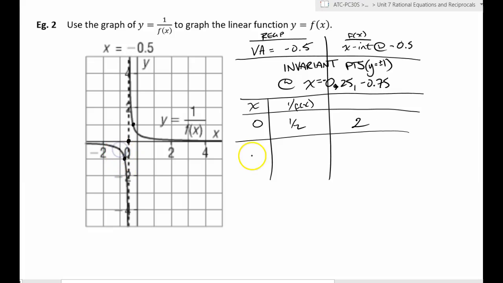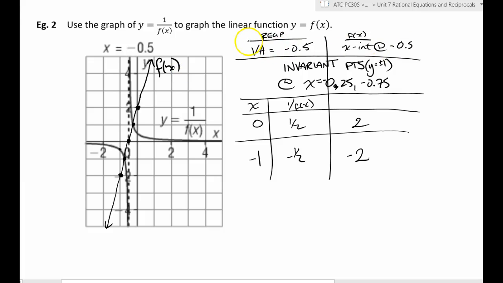Conversely, when x equals negative 1, my y value is negative a half, which means my original value was negative 2. So that gives me a couple more points to work with. Once I've got a couple points, it's as simple as just connecting them. So I'm going to take my line and extend it upwards, and I'm going to also extend it downwards using a ruler, and that is going to be my x.